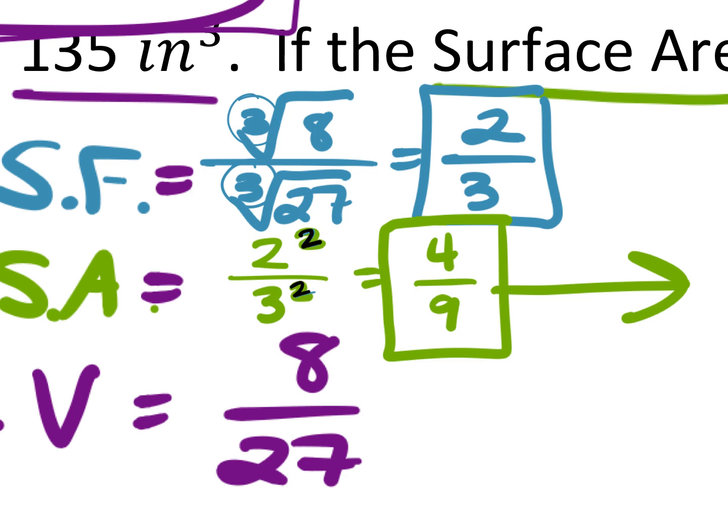How do we do? It's a process, right? You just gotta stop your brain from going too fast and think, okay, how do I get from volume to scale factor to surface area, right? What do I gotta do?